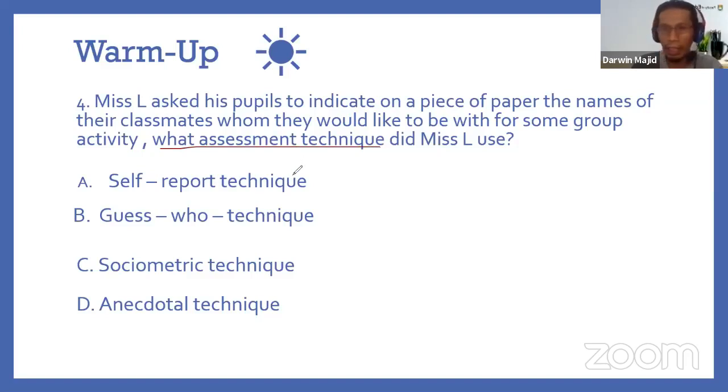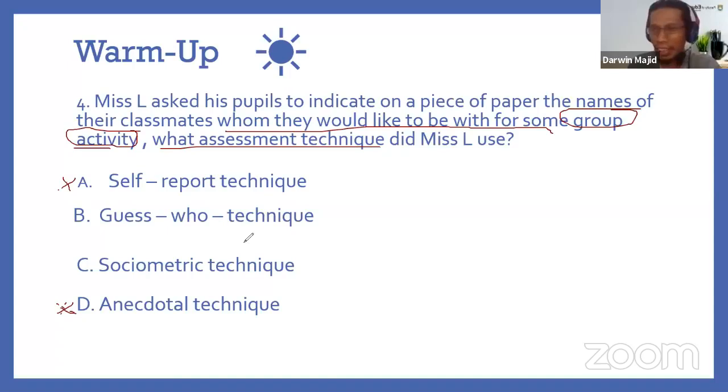Okay, Sir Darrell? Parehas nung kanina, Sir Darrell, no? Assessment technique. Now, what is the condition? Whom they would like to be with, group activity. So tanggalin natin si anecdotal. Letter A. Self, so that's personal, no? Tanggalin din si self technique. Ayan, Sir Darrell, dalawang S naiwan. Sige, guess. Ito na yun. Okay. Letter C.